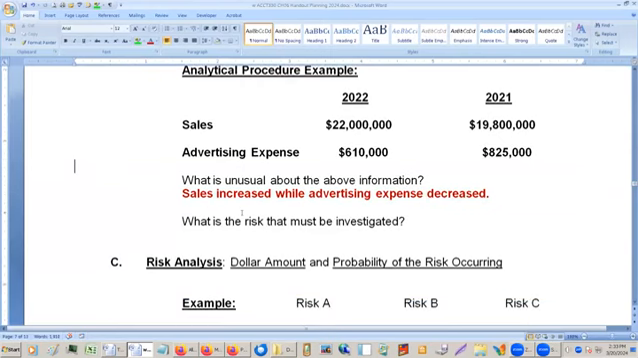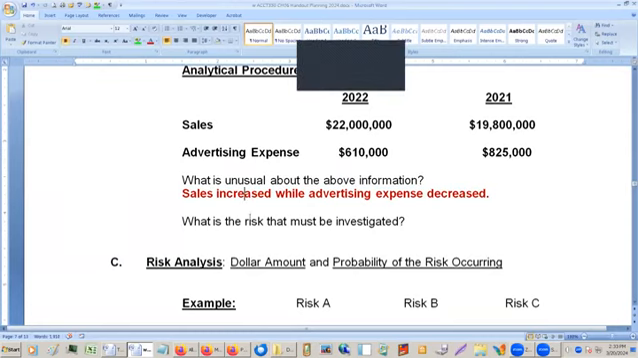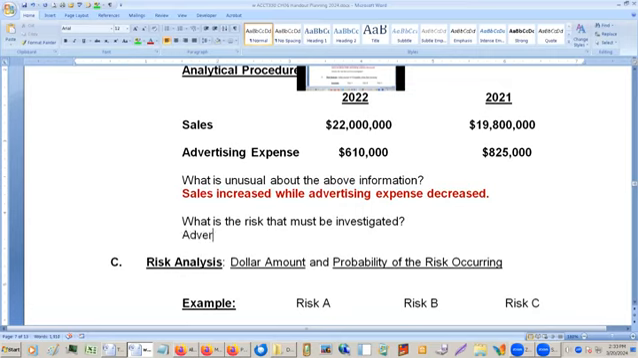Usually, as sales go up, all expenses go up, but certainly the advertising expense you would expect to go up. So, what is a risk that should be investigated? There's actually two. It could be that one of these is wrong. So, for instance, it could be the advertising expense is too low. Could be the advertising expense is understated. That's one of the risks of this.